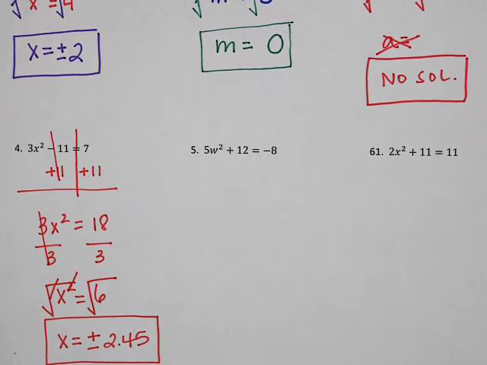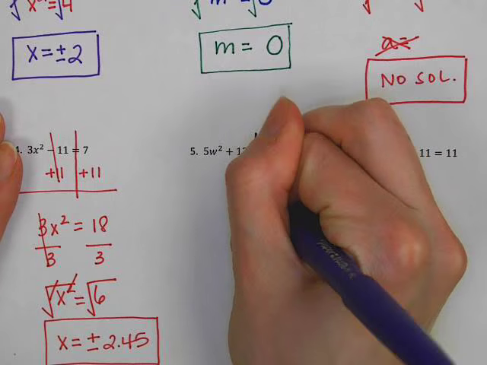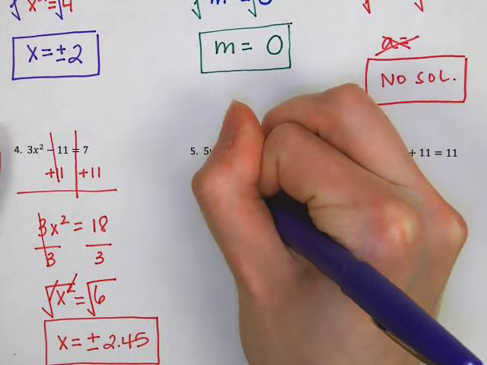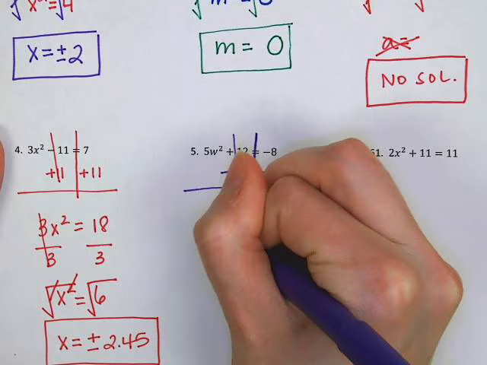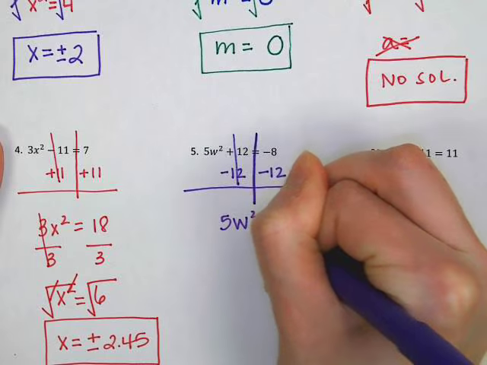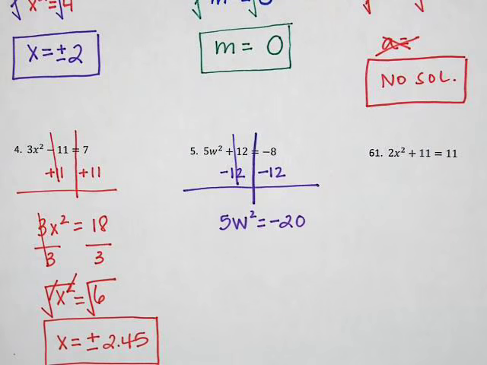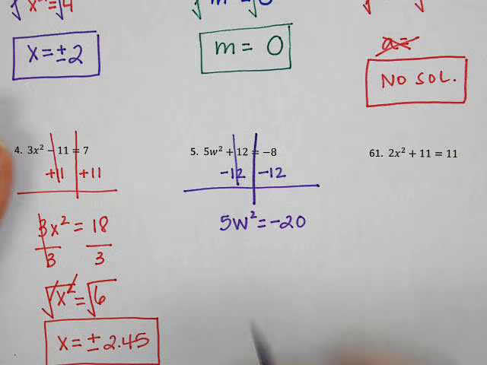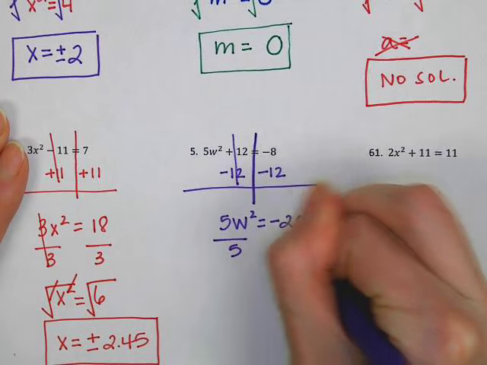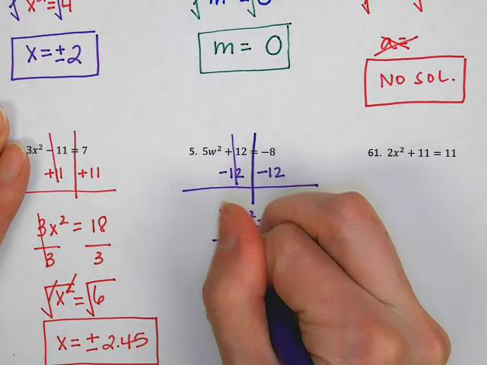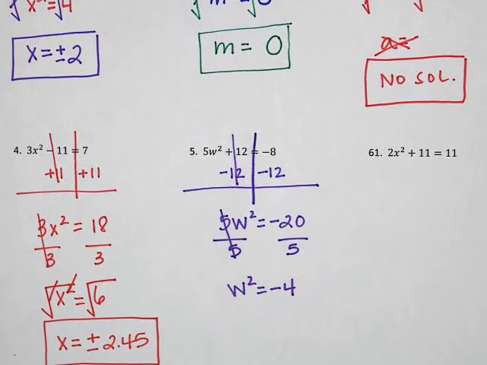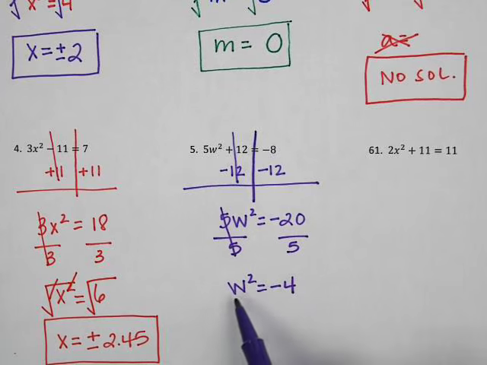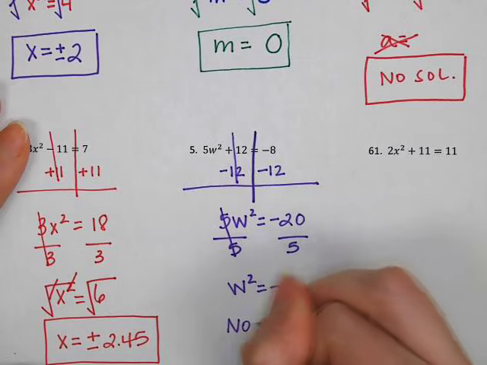All right, on to number 5. Draw your wall and isolate. First thing, we would have to minus 12. You get 5w squared equals -20. And then to keep isolating, we divide by 5, divide by 5. We get w squared equals -4. Now remember, when something squared equals a negative, you can stop and say no solution.